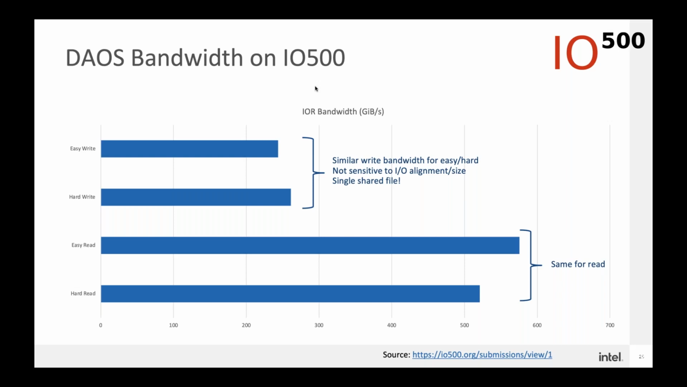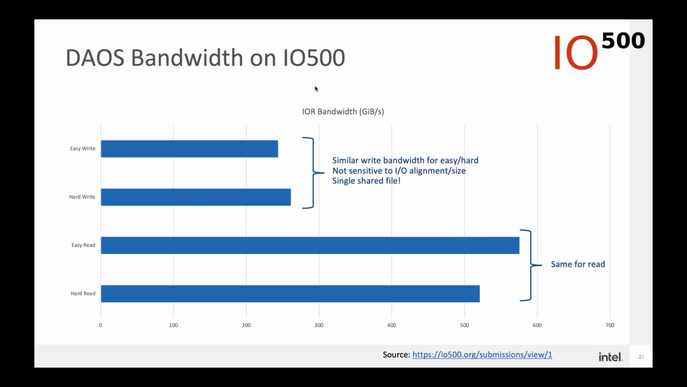We can see that DAOS has similar performance for IOR-easy and IOR-hard. I mean, normally all the storage systems or file systems have much lower IOR-hard performance. This is IOR-hard, which is misaligned IO, because misaligned IO could potentially trigger expensive operations like read-modify-write and false sharing and lock bouncing.